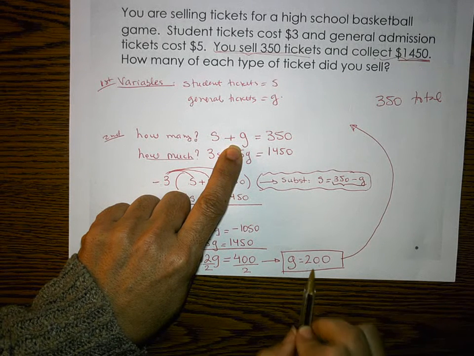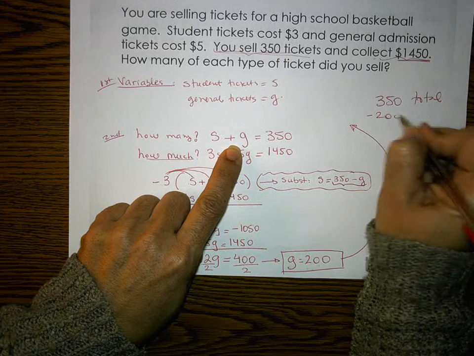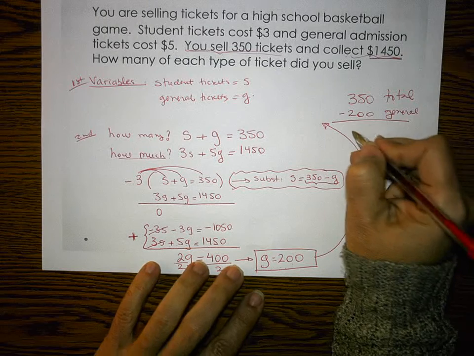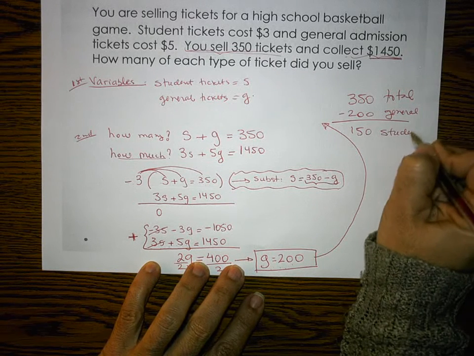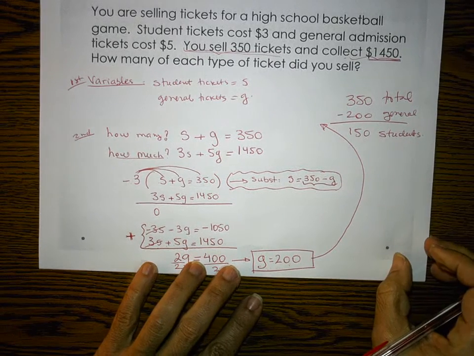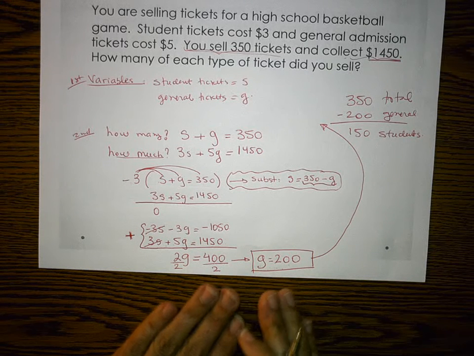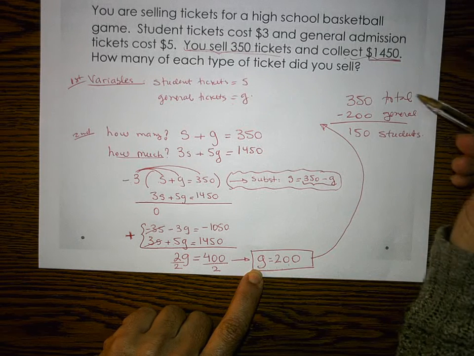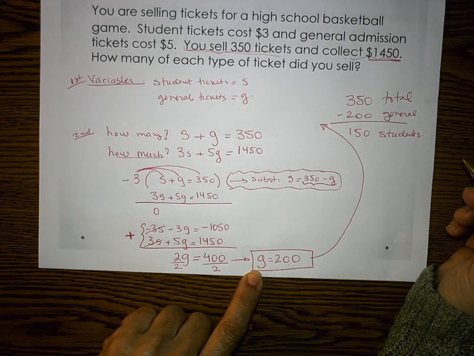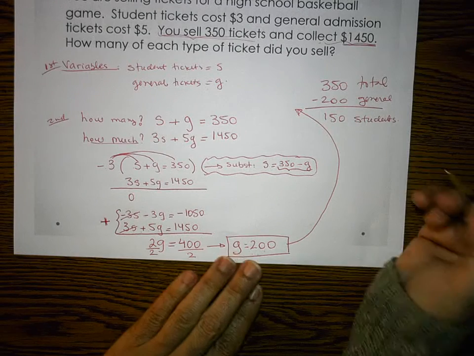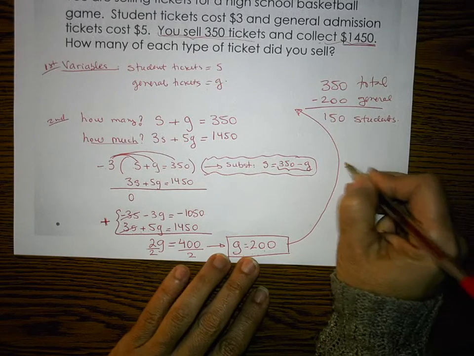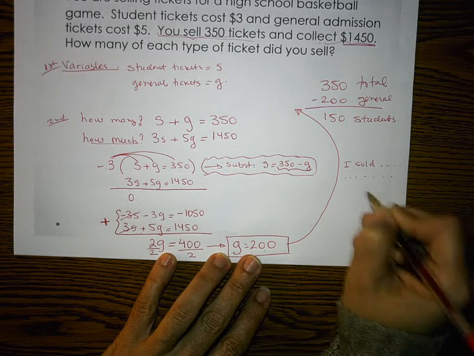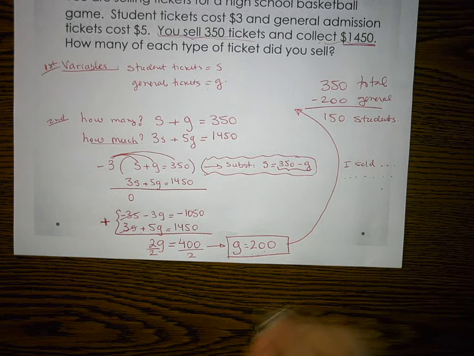If 200 was general admission, minus 200 for general, then that leaves me with 150 for students. Okay? So see how it pays to keep track of your variables. I solved it for G, so I know I'm talking about general. And then you subtract from your total, you know that you have 150 students' tickets. Because I ran out of time, I just want to say, write a little sentence, okay? I sold 200 general tickets and 150 student tickets. It just makes sense to write a nice little sentence explaining what you found.